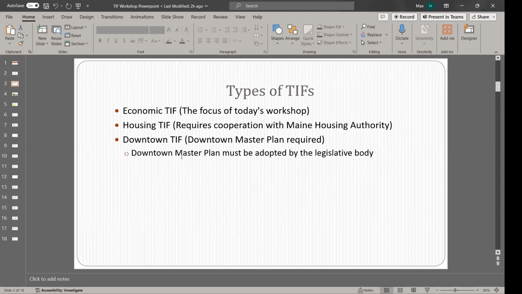So there are 3 commonly known types of TIF districts. Tonight, we're mostly going to be talking about the economic TIF. There is also the housing TIF. This is where you would cooperate with the Maine State Housing Authority to create more housing units in your community. There is also a downtown TIF. This is a very unique program that anyone who does have a downtown, this is a highly encouraged one to pursue. You would need a downtown master plan to have this, and the downtown master plan must be approved by your legislative body.